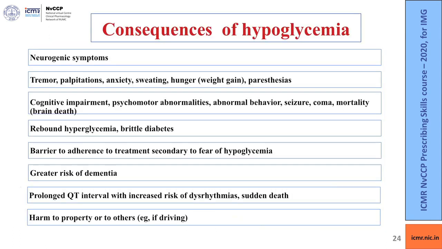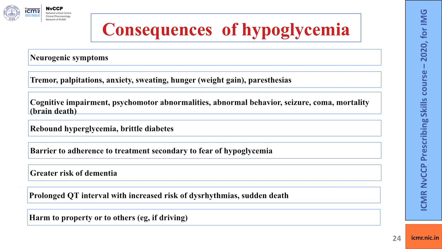There are several consequences of hypoglycemia, including neurogenic symptoms: tremors, palpitations, anxiety, sweating, hunger and paresthesias. In fact, these symptoms can be the warning symptoms which the patient should be counseled about so that he or she can detect hypoglycemia when it occurs and report to the treating physician.